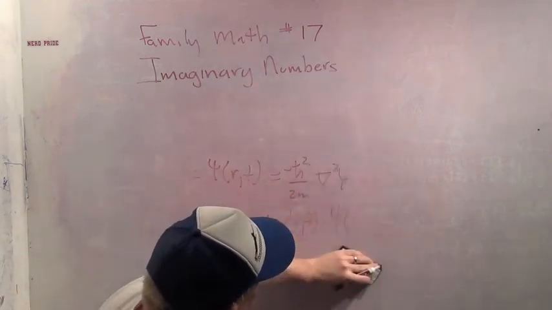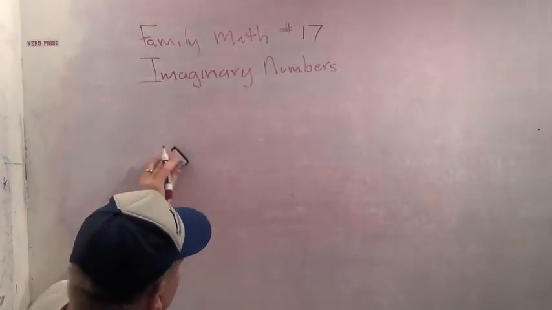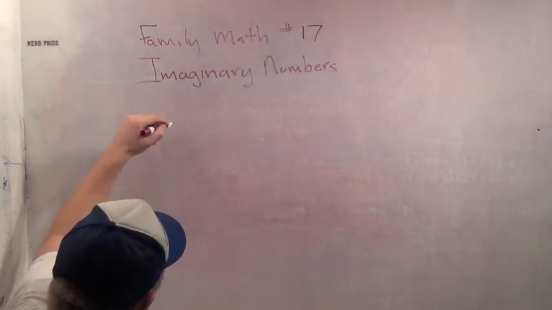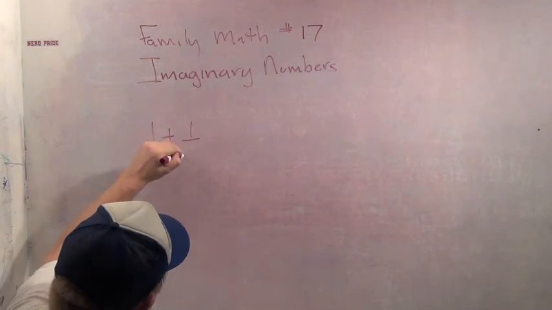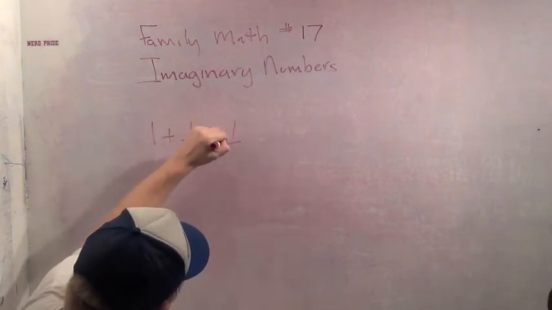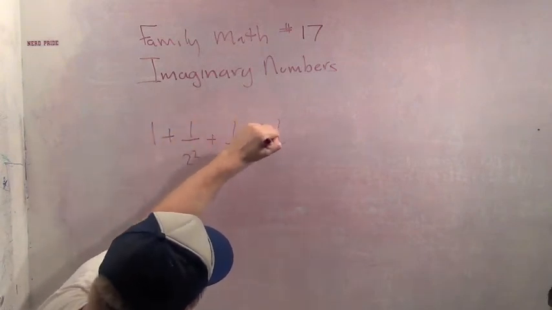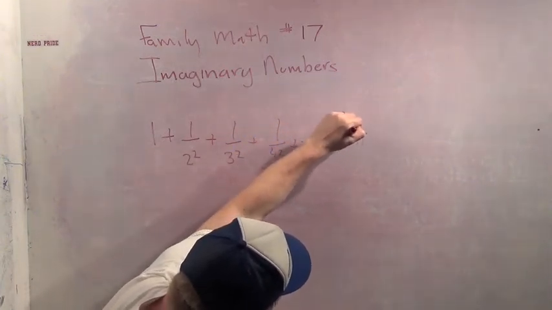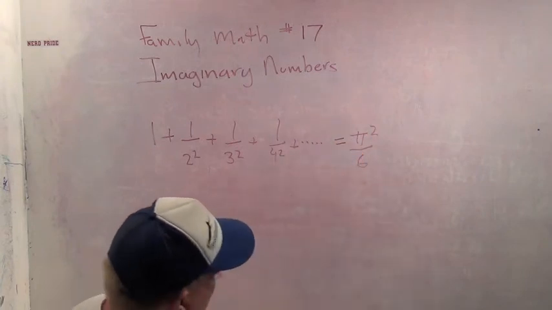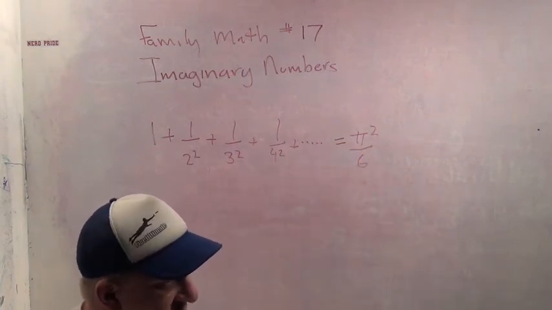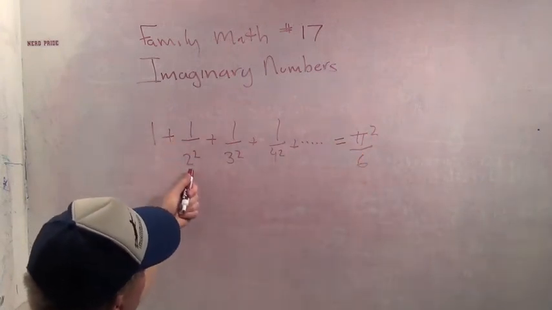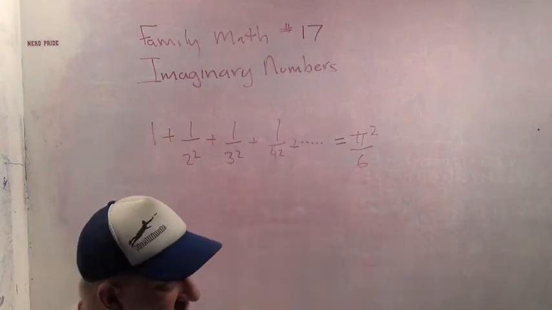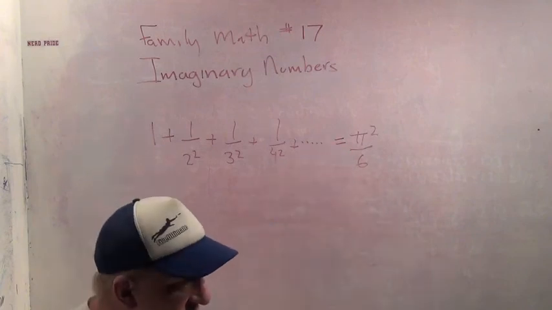Now let me show you something else where i comes in a way that's really surprising. Another crazy equation? No, this isn't a crazy equation. 1 plus 1 over 2 squared plus 1 over 3 squared plus 1 over 4 squared plus dot, dot, dot. This is pi squared over 6. 1 plus 1/4 plus 1/9 plus 1/16 plus 1/25 plus all the way on forever adds up to pi squared over 6.